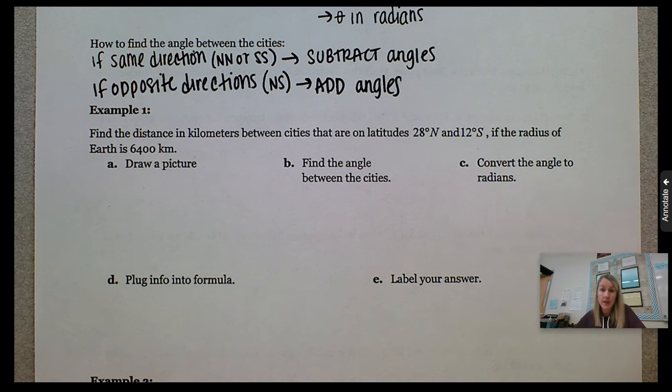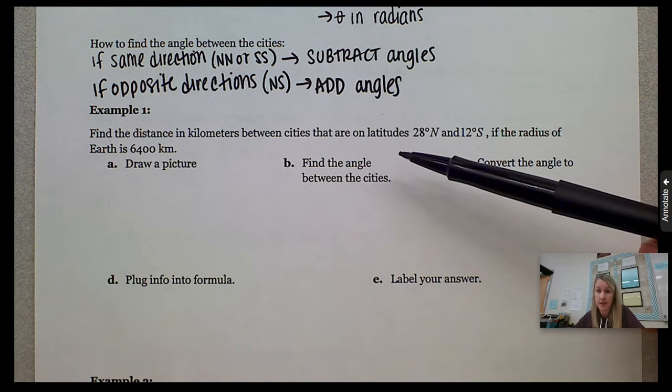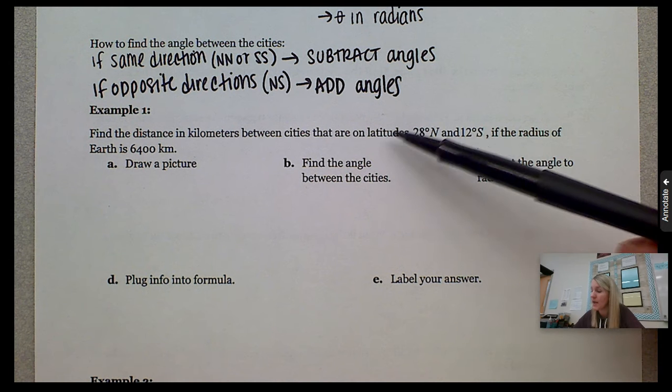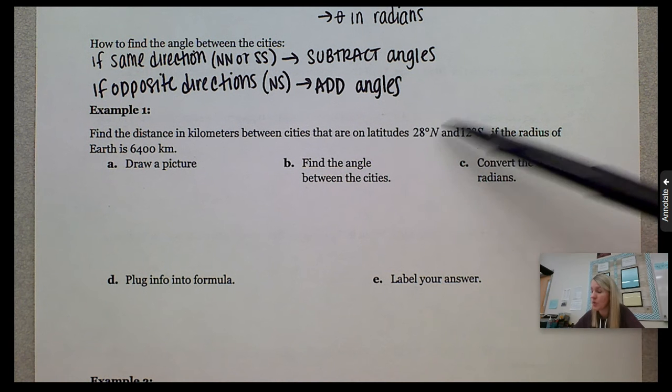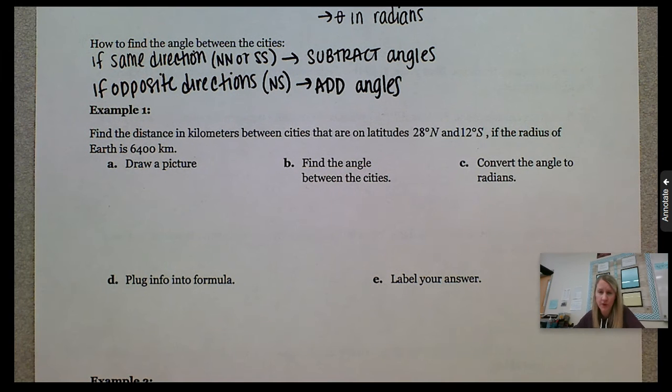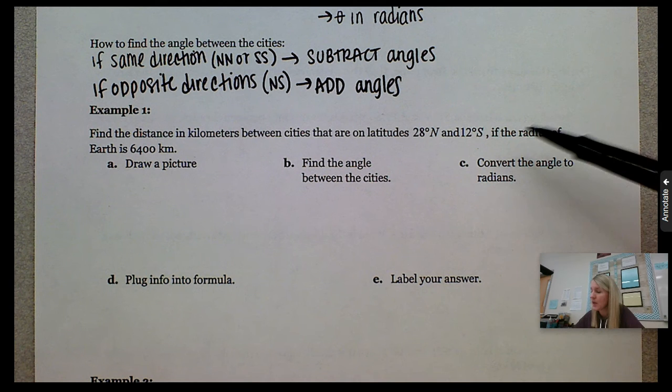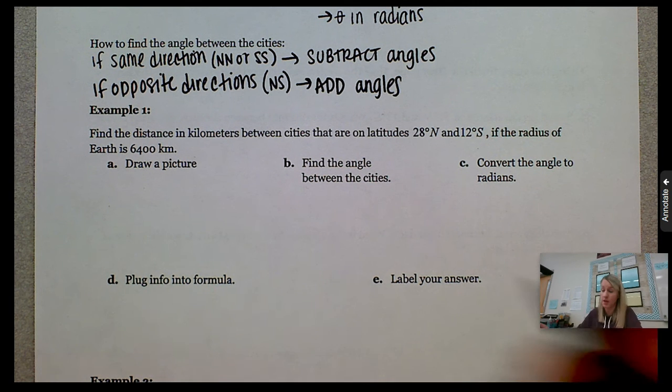Here's what the example will look like. We want to find the distance in kilometers between 2 cities. They're on latitudes 28 degrees north and 12 degrees south. We'll visualize in a second what that means. The radius of the Earth is 6,400 kilometers. Okay, so here's what we're actually talking about.